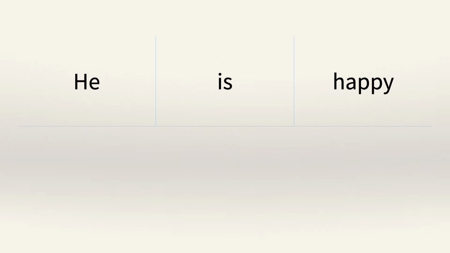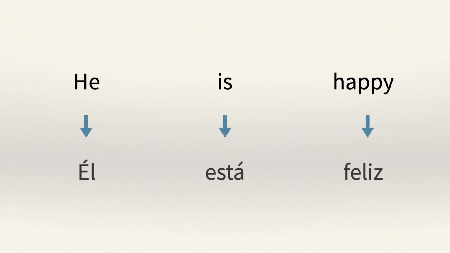The first sentence is, he is happy. How do you say he in Spanish? Él. So knowing that we're going to be using él, how do you conjugate is in Spanish? Está. And how do you say happy? Feliz. Él está feliz. You say it too. Él está feliz. That was easy. Let's do the next one.